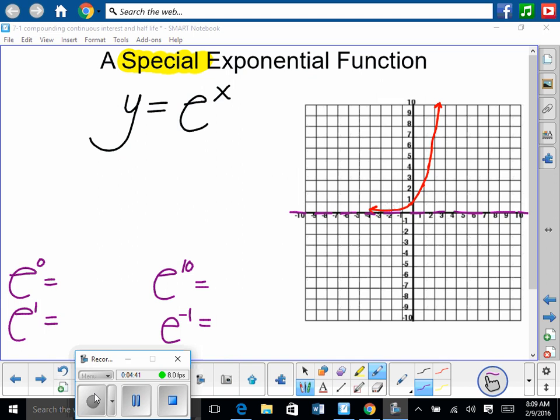Okay, so let's get going with what we're doing today. We're just finishing up, getting into more detail with exponential functions, some important things. First of all, we're going to talk about a special exponential function: y is equal to e to the x.